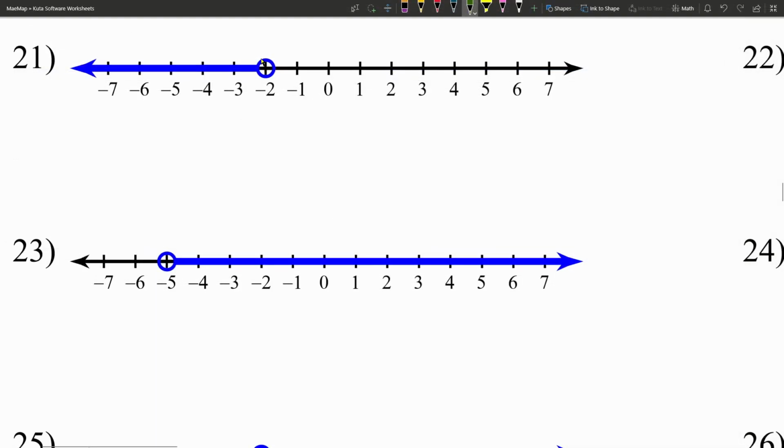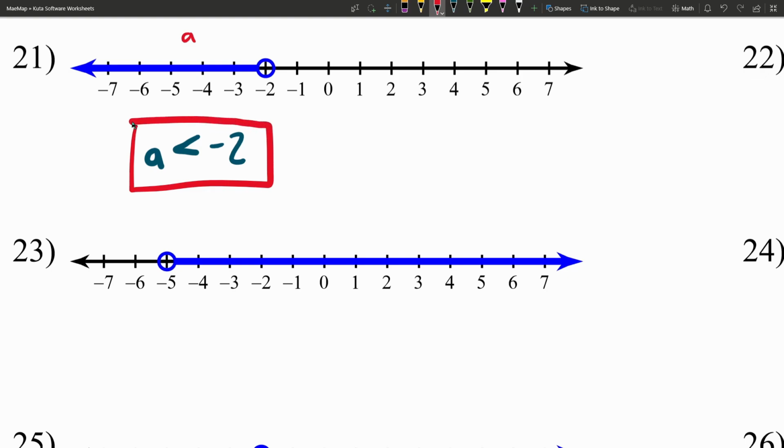Number 21, well, our negative 2 is circled. And which way is the arrow going? It's shaded to the left. So let's choose our variable. Let's make this a. We can say that a is values that are less than negative 2. Not less than or equal to because that's not shaded in, but values less than negative 2. Negative 3 is less than negative 2, negative 4 is less than negative 2, and so on. So a are values less than negative 2.